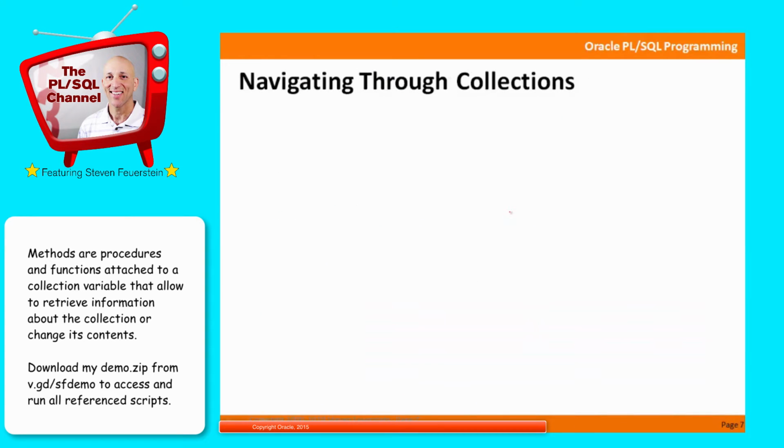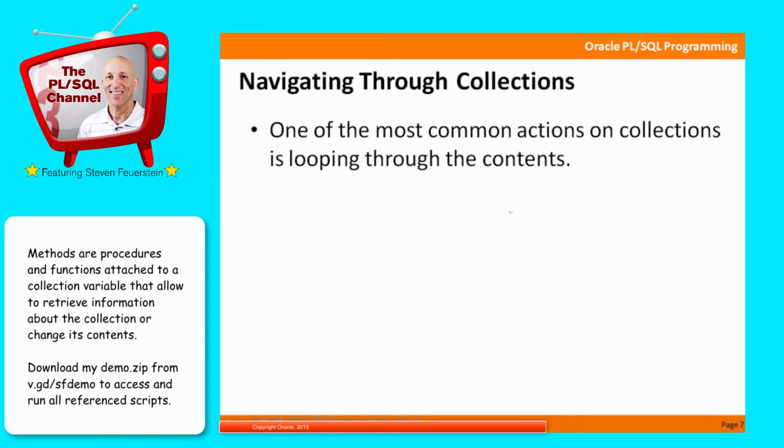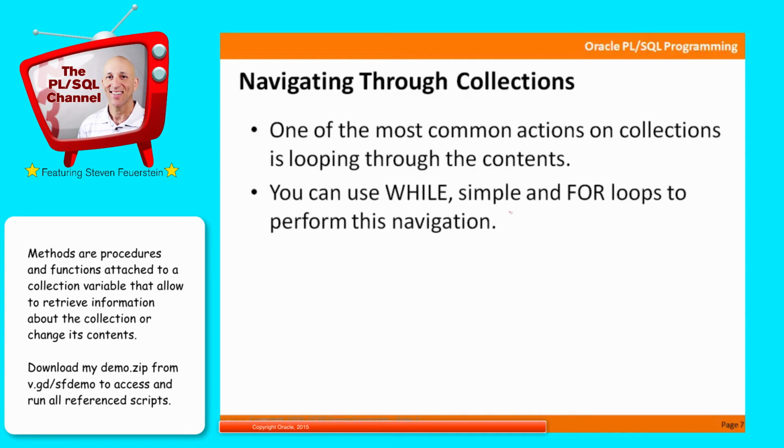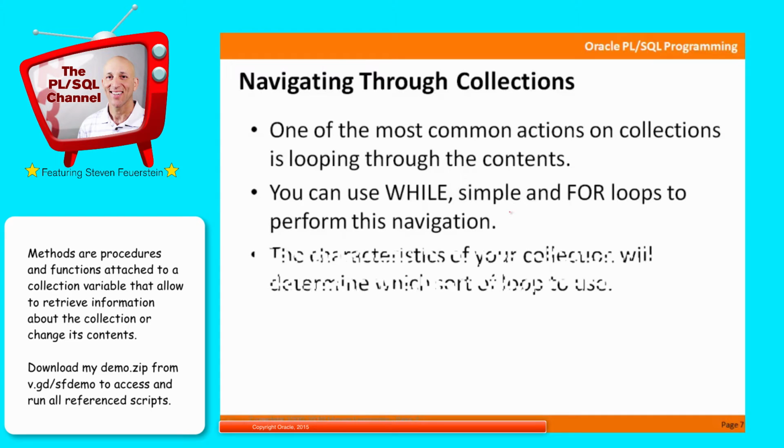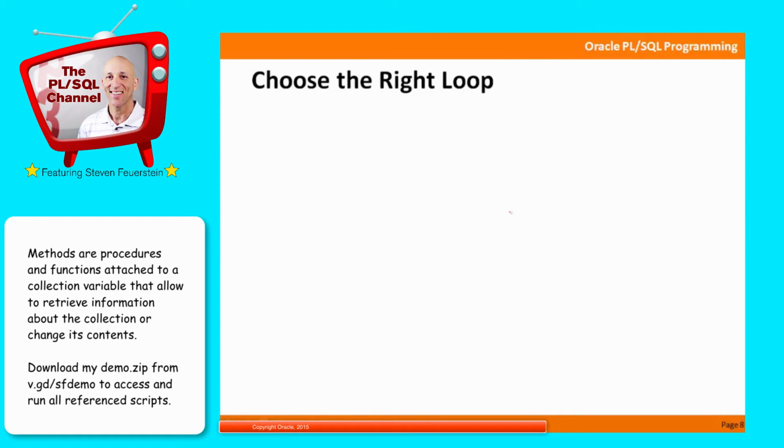Now, the most important methods are those that help you navigate through collections because, of course, when you build a list of elements, you're likely going to want to move through those elements to perform certain operations, displaying them, moving the data from one collection to another, and so on. And in general, you can use all the different kinds of loops available in PL SQL to perform the navigation: while loops, simple loops, for loops. But one of the questions will be figuring out which sort of loop to use depending on the characteristics of your collection. So that's what we're going to explore now.